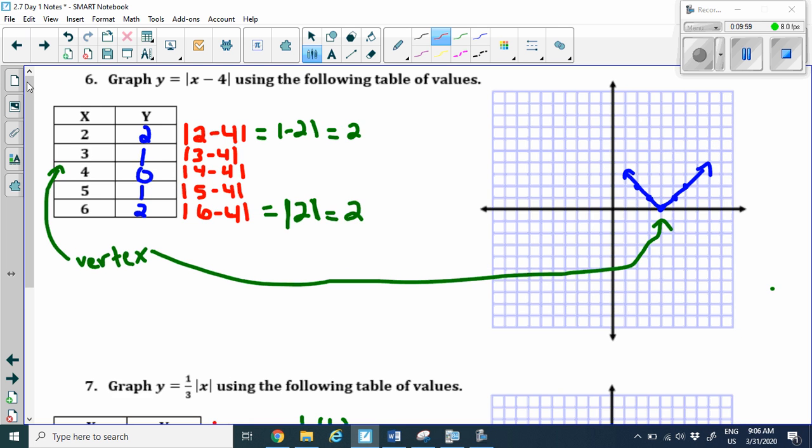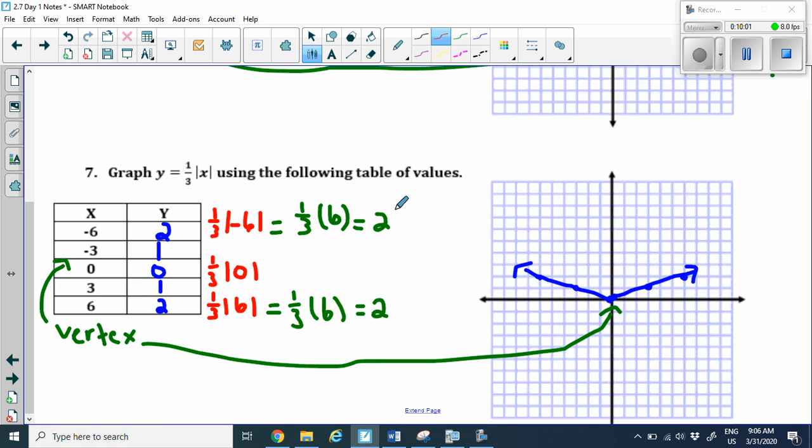Now, with a vertical shrink, we're shrinking vertically. Our slope, like in number 7, since it's 1/3, is going at a slower rate. It's not going as fast. So that's why it makes it wider, because the slope is not as fast. That's why we call it a vertical shrink as well, because we are not going quickly on our pace or our rate. It is slowly getting up vertically, okay?